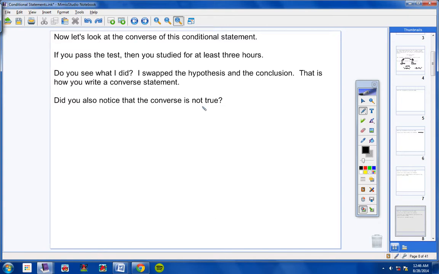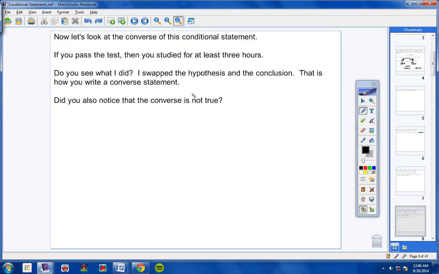It is not true. If I say to you, if you study for at least 3 hours, then you'll pass your test. Okay, let's just pretend that's a true statement. You study for 3 hours, you pass your test. Well, the converse isn't true. You can't say, if you pass the test, then you studied for at least 3 hours. It might be that you passed the test because you got lucky, or because you cheated, or because you're a genius.